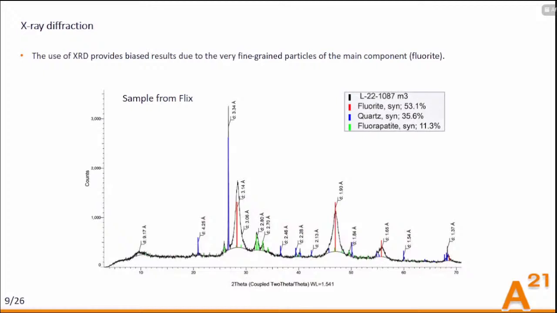Here you can see the diffractogram of the Flix sample, and it shows fluorite as the most abundant mineral. But as you can see, the peaks from fluorite are quite different from the rest of them. They're quite broad, and it could be related to the extremely small size of the fluorite particles, some of which are even smaller than 1 micron. So these results could be quite underestimated, and there could be even more fluorite.